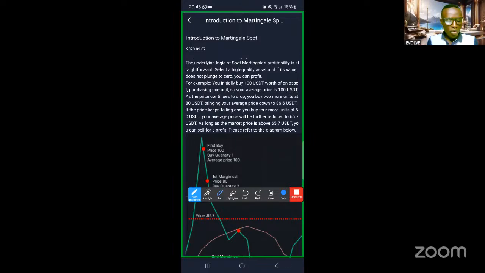Listen to me. For example, you initially buy $100 worth of asset. So you buy a coin that is trading at $100 and you buy one coin. Now you are entering the market. How do you buy? They are explaining to us, if you have identified a good asset, this is how you are supposed to buy. This is how Royalq expects you to be making your orders.